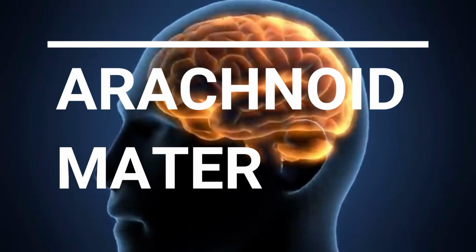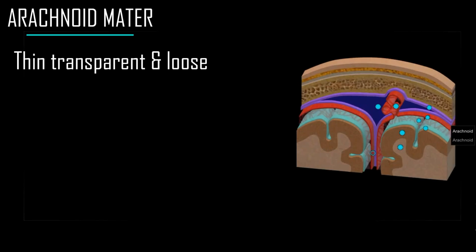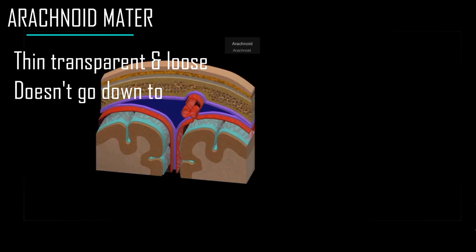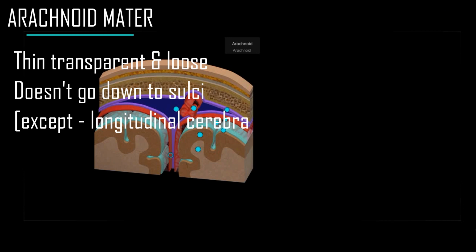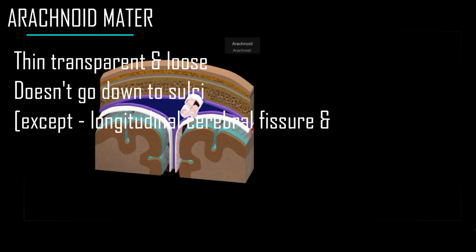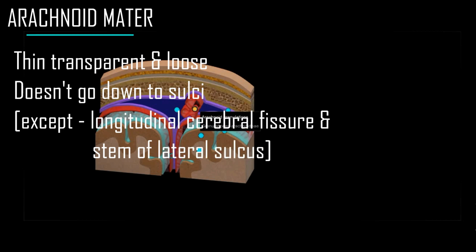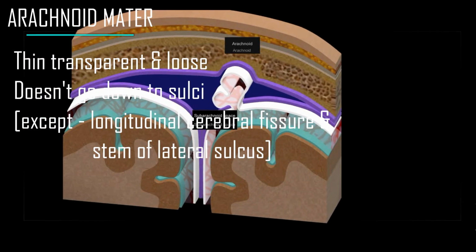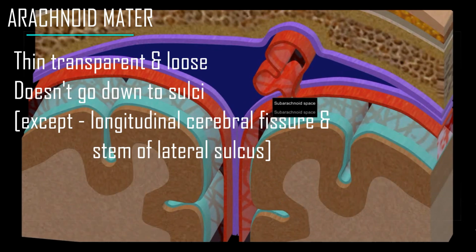So the dura mater has come to an end, and next comes the arachnoid mater. Arachnoid mater is a thin transparent membrane that loosely surrounds the brain. It does not line the brain down to the sulci, with exceptions at the longitudinal cerebral fissure and the stem of the lateral sulcus. As we know, it is separated from the dura mater by the subdural space and from the pia mater by the subarachnoid space containing the CSF and blood vessels.